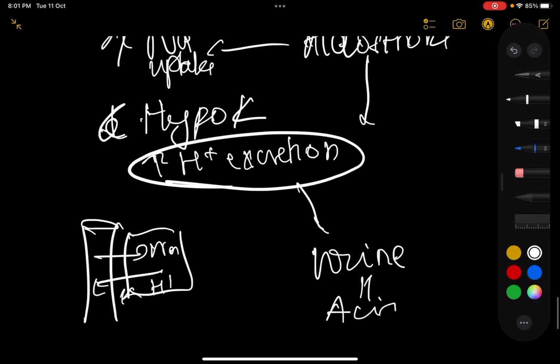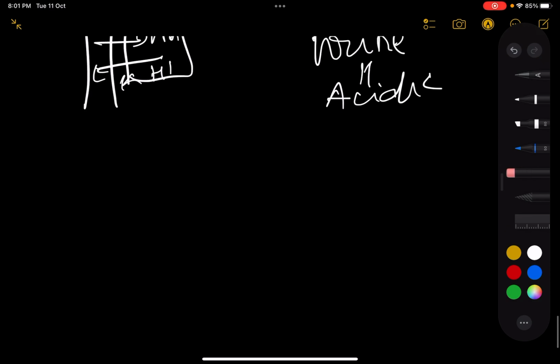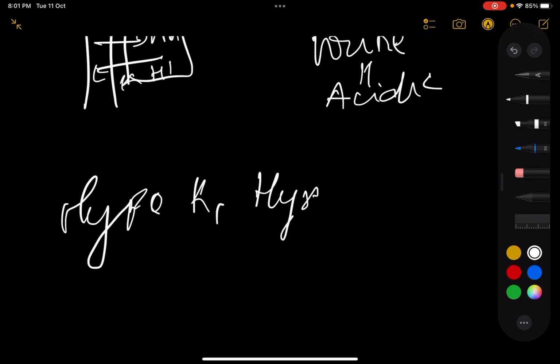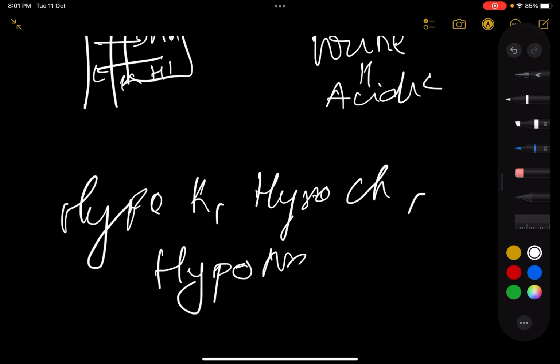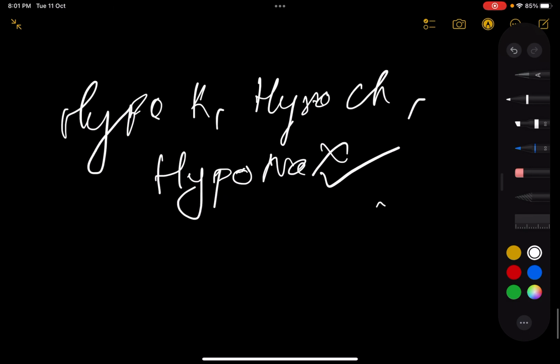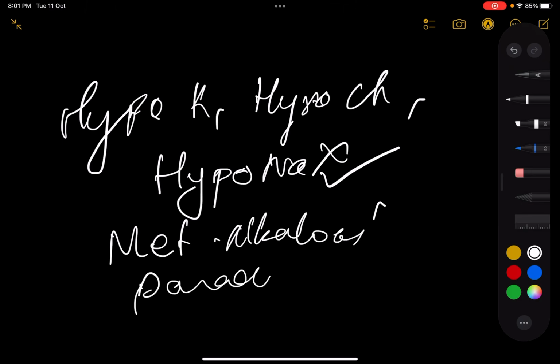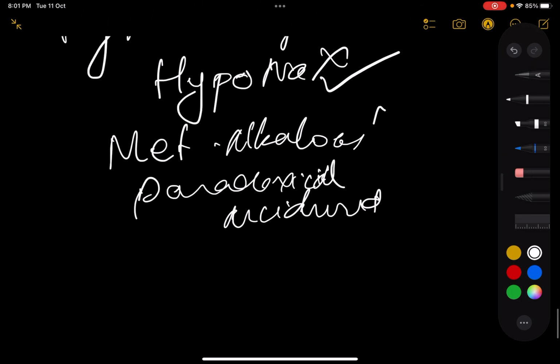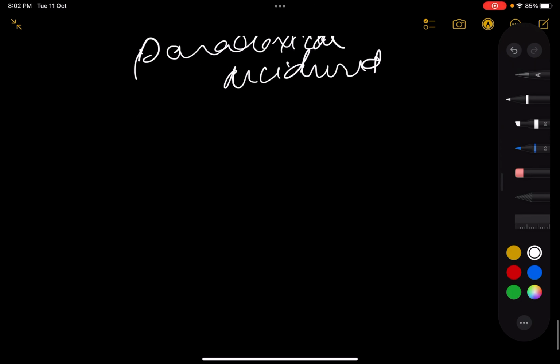So the patient will present to you with a classic case of hypokalemia, hypochloremia, and hyponatremia may be there, may not be there, depending on what stage it is at. Definitely metabolic alkalosis is there, but with paradoxical aciduria. And this is one of the most important questions that do come.